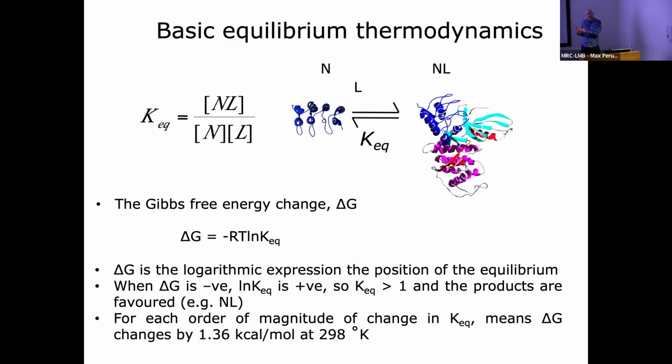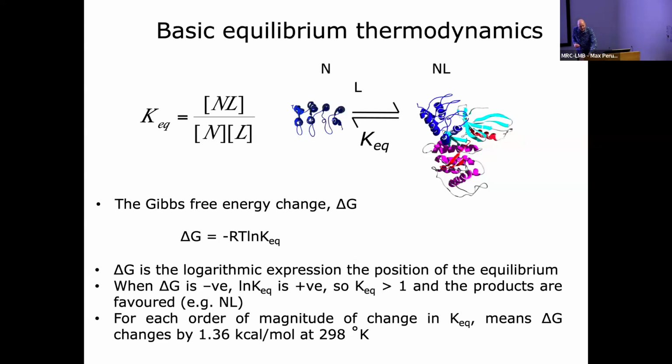And what does that mean in energy terms then? We all talk about binding constants and it's twofold, threefold. What does that really mean in energy? Well, if you get an order of magnitude change in equilibrium, it means that delta G is going to rise by 1.36 kilocalories per mole at 298 Kelvin.